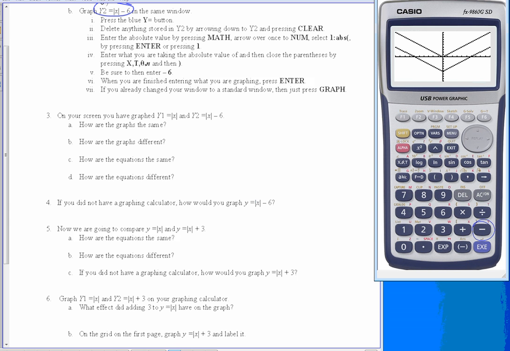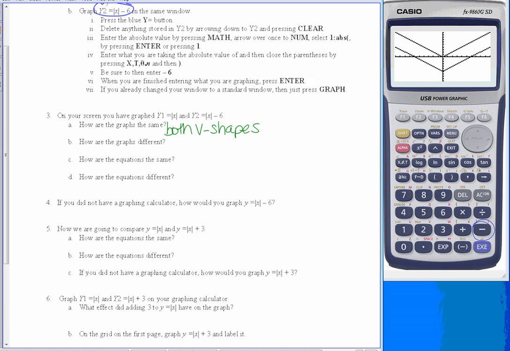On number 3, it says, on your screen, you've graphed those two functions. How are your graphs the same? Well, looking at the picture, they're both V shapes, right? How are your graphs different? Well, Y2 moved down 6.